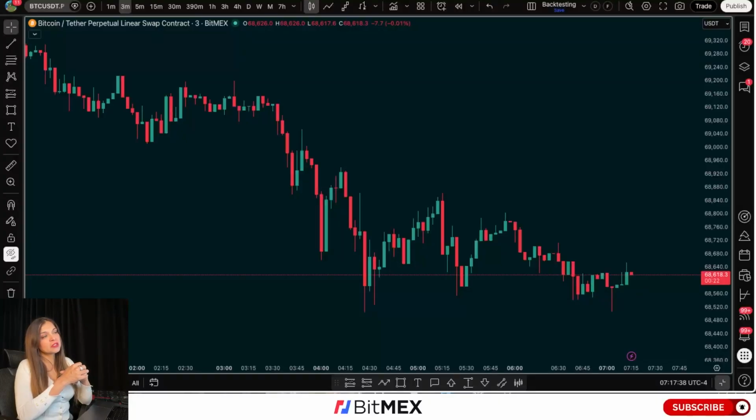Today, I'm going to explain to you a concept that I use frequently. It's part of my system in trading. It is the fair value gap and the inverse fair value gap.